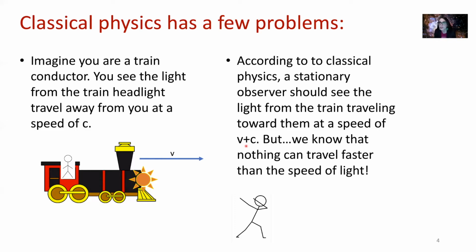So if you add those together, under classical physics, you should see the speed of light coming from that train headlight as traveling faster than 3 times 10 to the 8 meters per second. But we know that nothing can travel faster than the speed of light. So we have to come up with some way to explain the fact that things are moving, but things can never travel faster than 3 times 10 to the 8 meters per second.